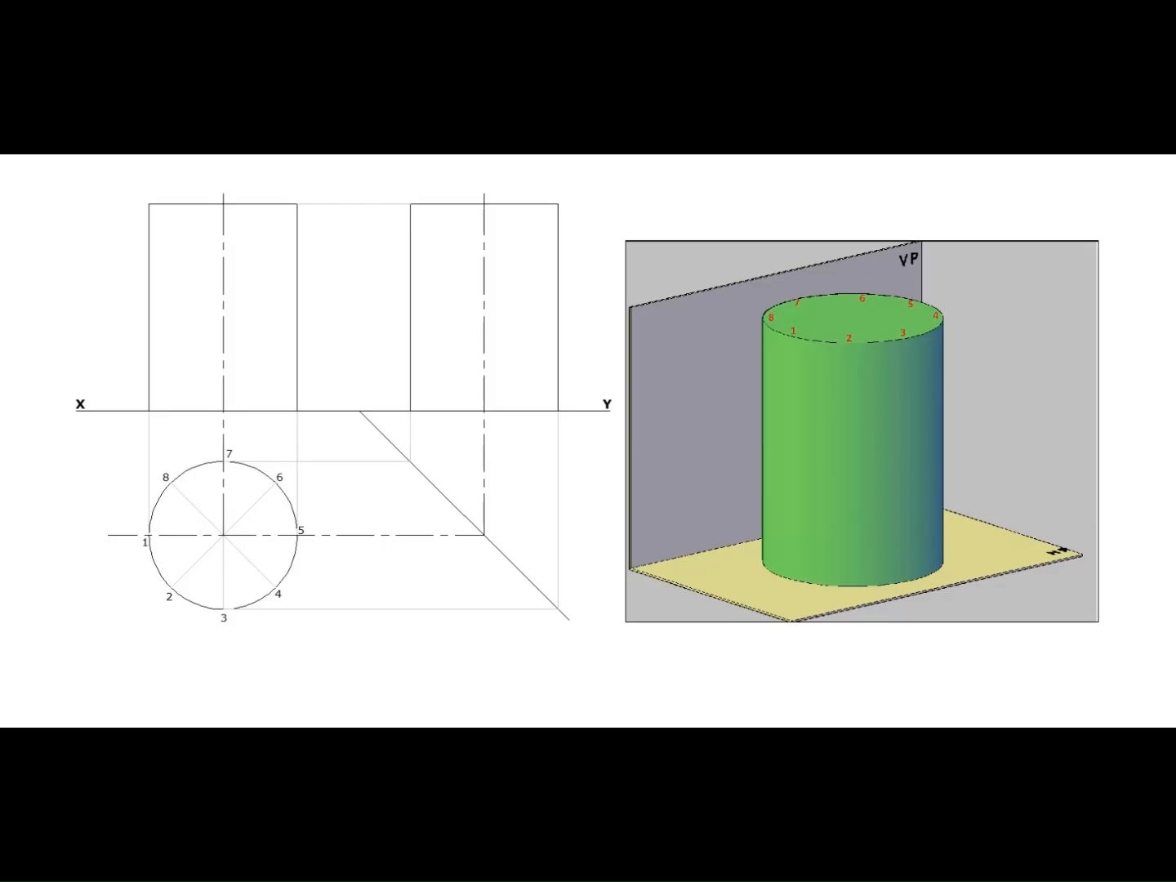Project all these points to elevation and mark it as 1 dash, 2 dash, 3 dash up to 8 dash. Project the divisional points to the side view through the miter line and mark it as 1 double dash, 2 double dash, 3 double dash up to 8 double dash.